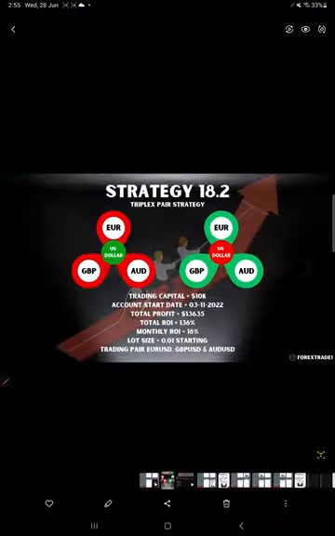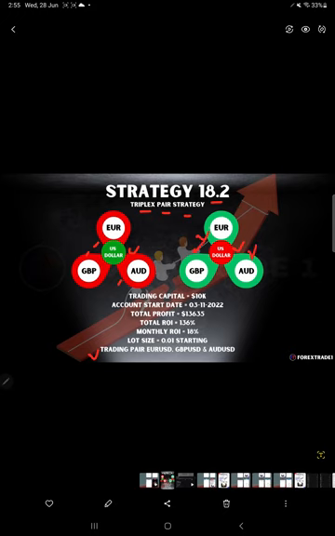So starting from part one, here we have the strategy details. This is the strategy name, 18.2. It's a triplex pair strategy, which means three pairs will be traded here: Euro USD, GBP USD, and AUD USD. So these are the trading pairs. And understanding the nature of the strategy, it's very simple. Whenever we find the US dollar strong, we will be selling Euro, GBP and AUD. At the same time, if the US dollar is weak, we will be buying Euro, GBP and AUD.